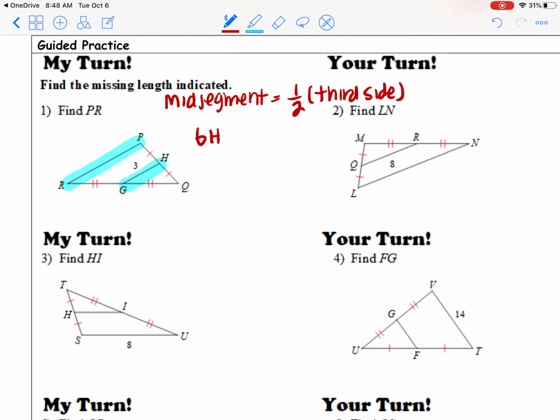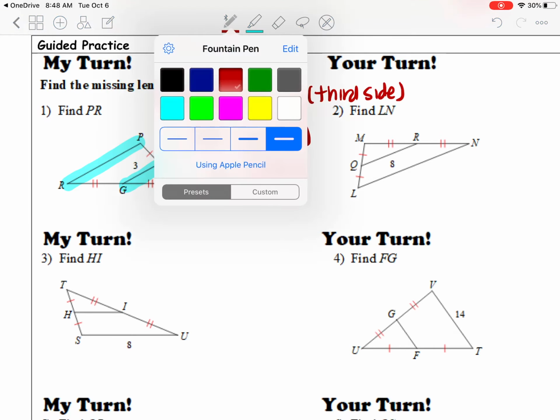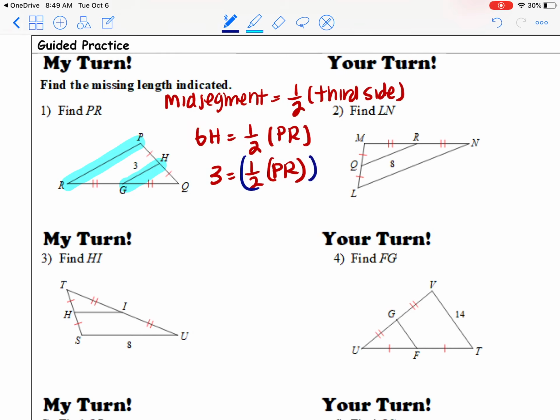So for this particular problem, GH is the midsegment. That is going to be half of the third side PR. Let's substitute the values that we know. GH is 3, so 3 equals 1/2 of PR. If we want to know what the length of PR is, we need to multiply everything by 2. So 2 times 3 is 6. So PR equals 6. And it makes sense, right?